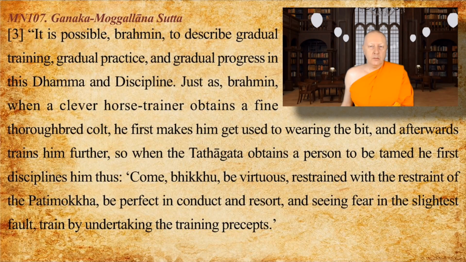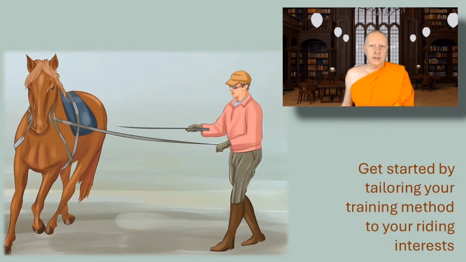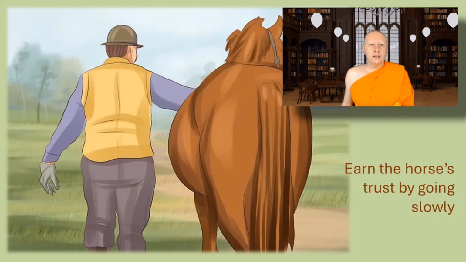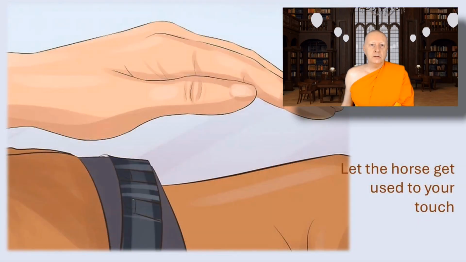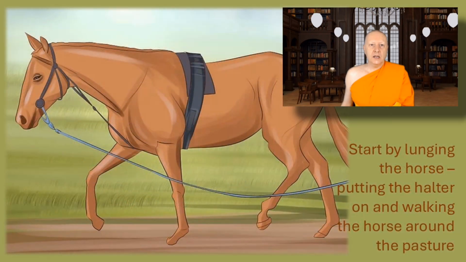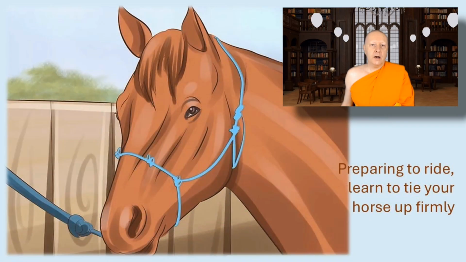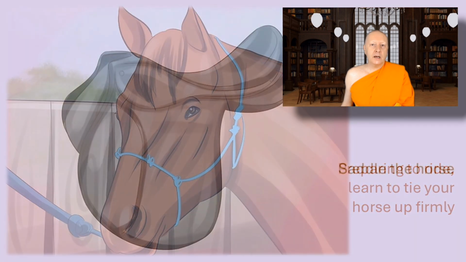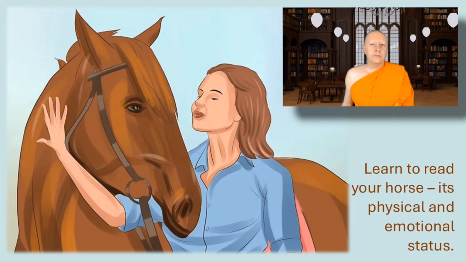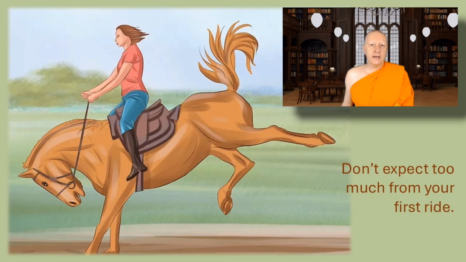So the received wisdom, at least from WikiHow, on taming a maverick, is that its training needs to follow a clear sequence. It seems that you get started by tailoring your training method to your riding interests, you let the horse be around other tamed horses, you earn the horse's trust by going slowly, you let the horse get used to your touch, you learn to groom the horse properly. You continue by lunging the horse, putting on the halter without a bit, and walk the horse around the pasture. You prepare to ride, now using a bridle and bit. You saddle the horse, and from there you can learn to read your horse, its physical and emotional status. And finally, you shouldn't expect too much from your first ride.